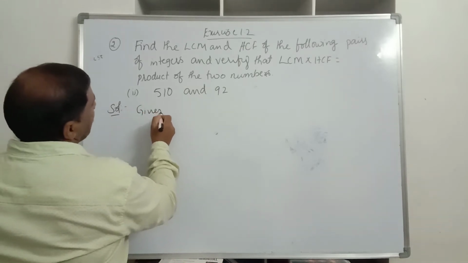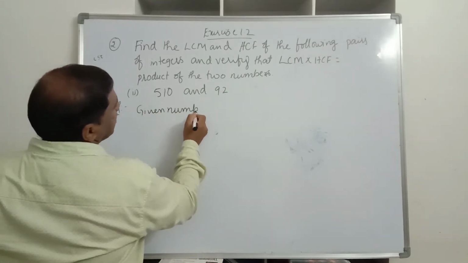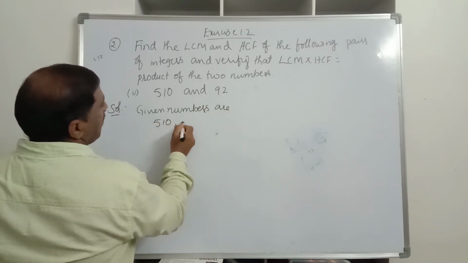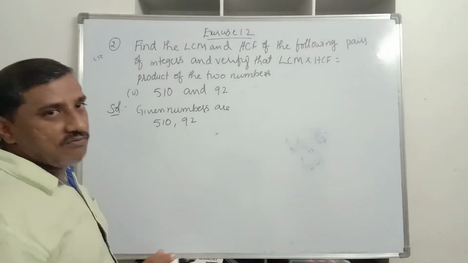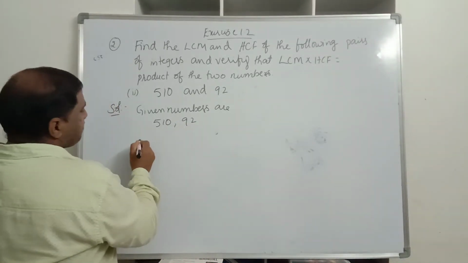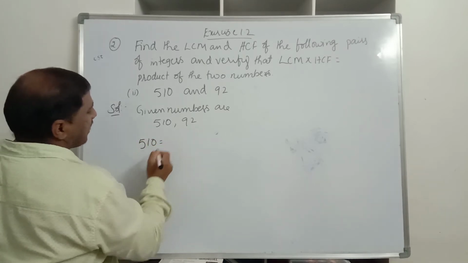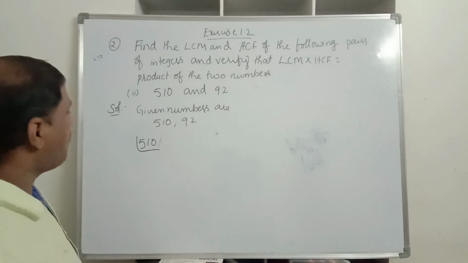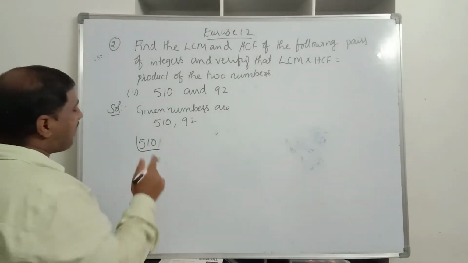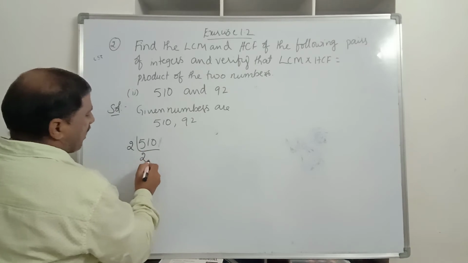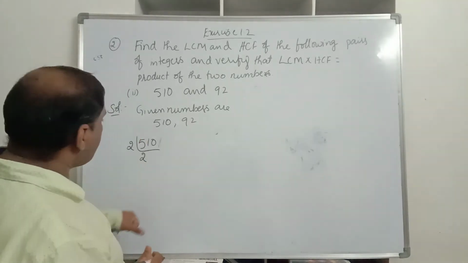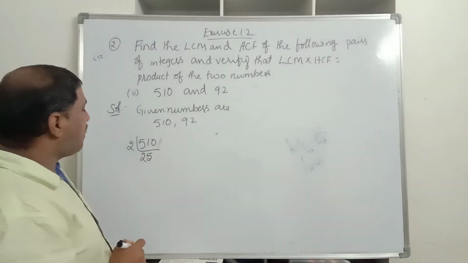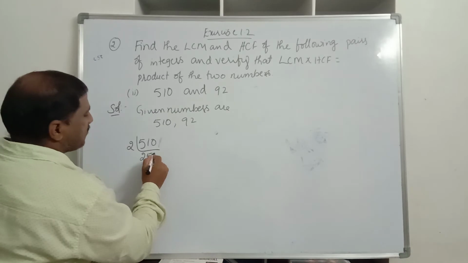The given numbers are 510 and 92. Now the first step is to find the prime factors of each number. So 510 is equal to what? See here, the units place has 0, so we can divide by 2. 2 2s are 4, 5 minus 4 is 1. Then bring down 1, 11. 2 5s are 10, 11 minus 10 is 1. Then bring down 0, 10. 2 5s are 10.